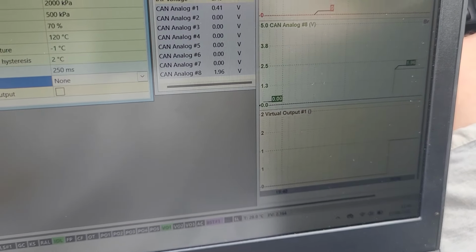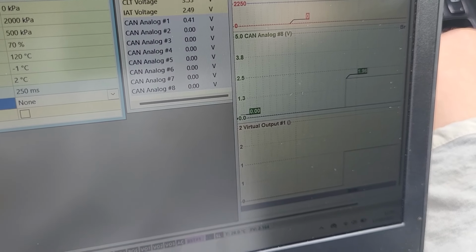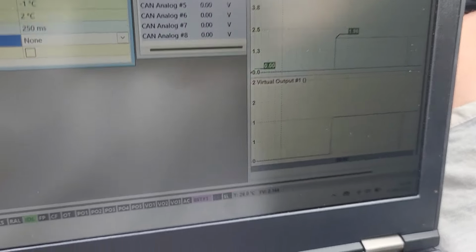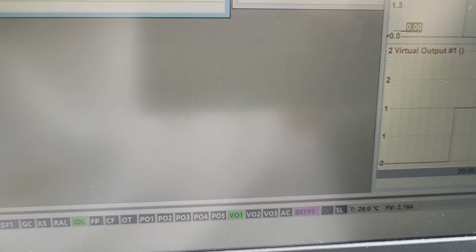There we go. If I toggle it, then you'll be able to see it as it comes through. But you can see CAN analog 8 on, and then this virtual parameter, this virtual output also on. What's not happening at the moment is AC. It's not being triggered because the engine's not running.